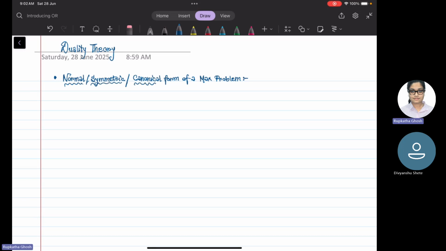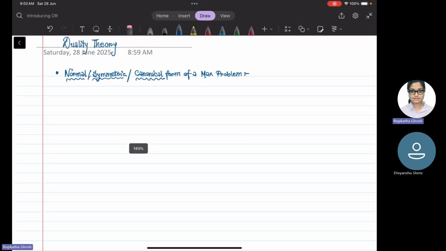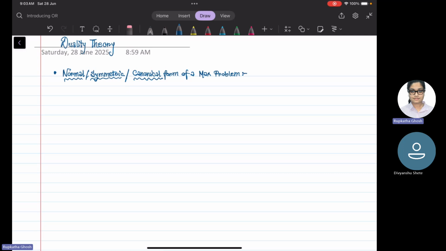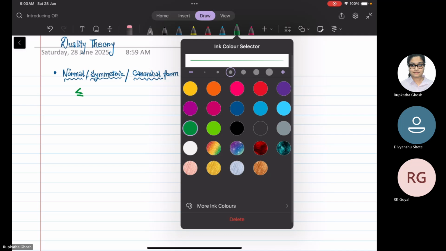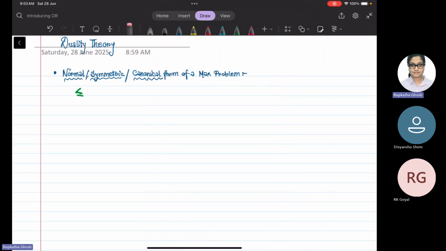So what is this? Any maximization problem in which your variables are required to be non-negative and all the constraints are less than equal to constraints. So if all the constraints are less than equal to constraints and variables are non-negative, then the problem is called a normal max problem.